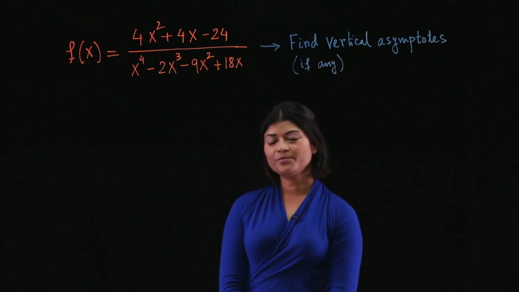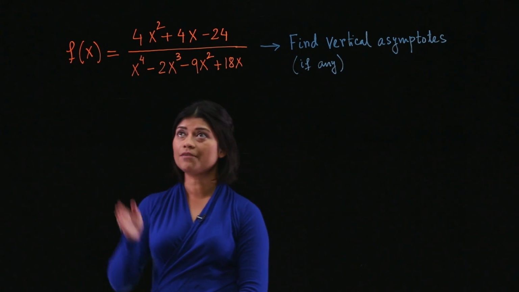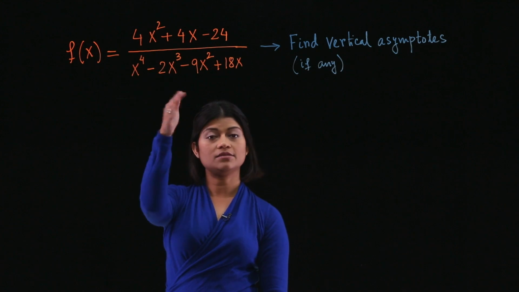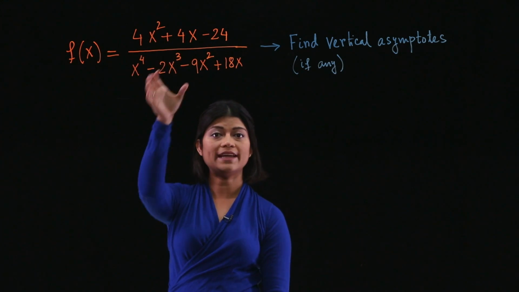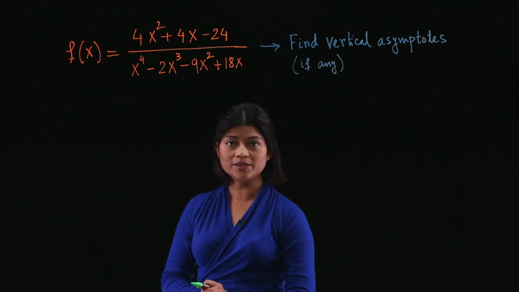Hello, I'm Papia. In this problem, we have to find vertical asymptotes of the graph of this given function. And notice that it's a rational function. There's a numerator and a denominator, and both numerator and denominator are polynomials.